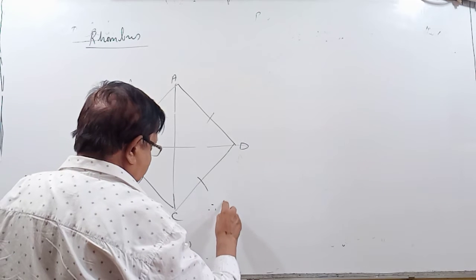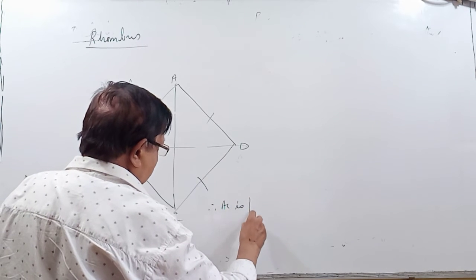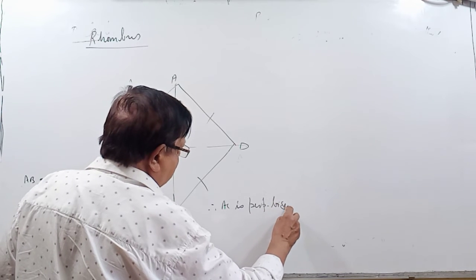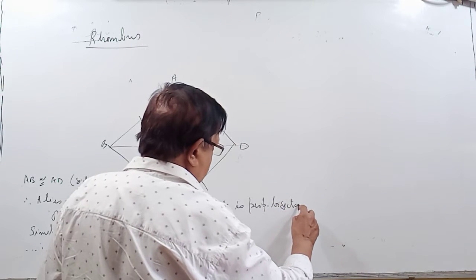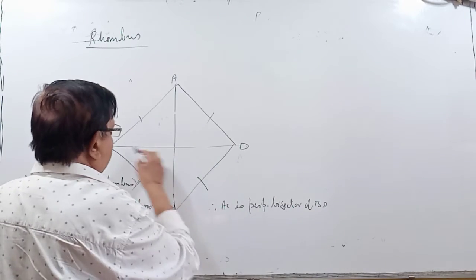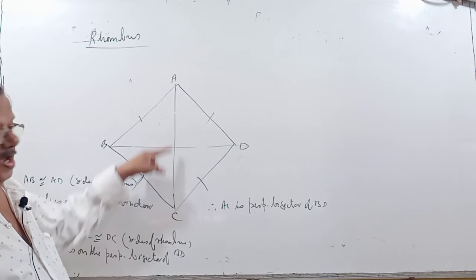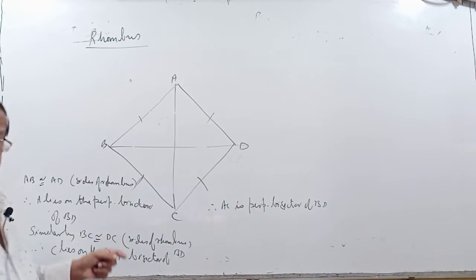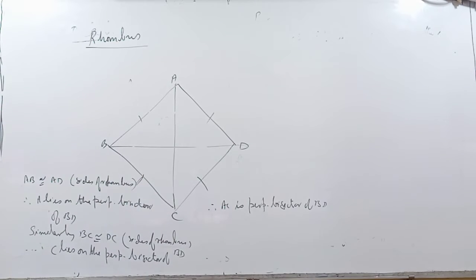Therefore, AC is the perpendicular bisector of BD. Therefore, diagonals are perpendicular bisectors to each other. This may be much easier than the previous one, but the other one showed congruent triangles, etc.